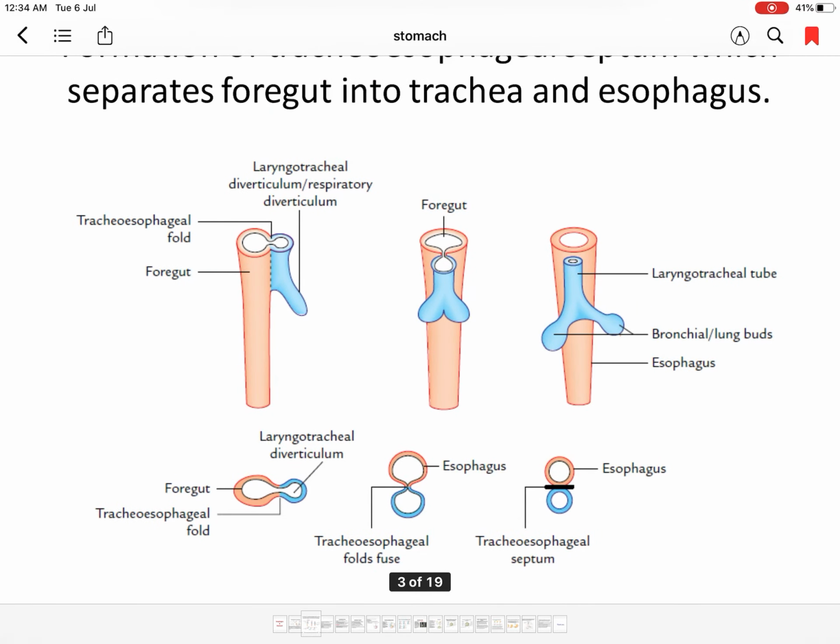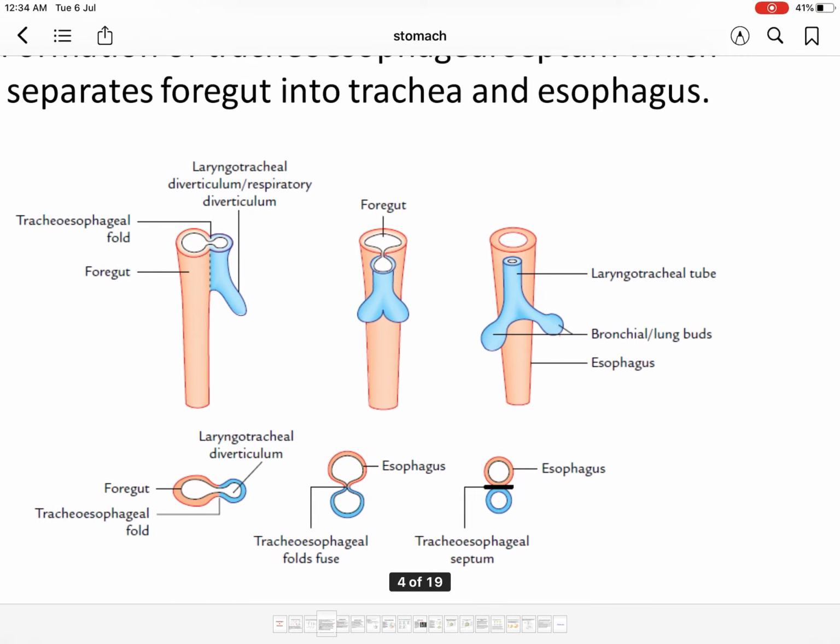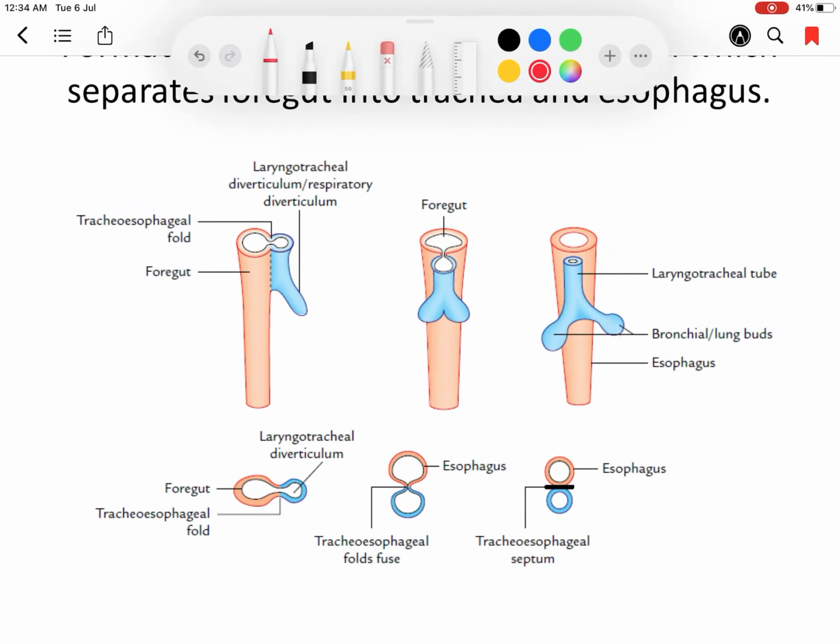Here the formation of tracheoesophageal septum. Initially what happens? There is the formation of the tracheoesophageal fold. Here you can see the tracheoesophageal folds are forming and these folds are growing towards each other and they fuse in the midline. So both folds are forming between esophagus and trachea, and they meet in the midline and lead to formation of the septum, and this tracheoesophageal septum has been formed, which is dividing the esophagus and trachea.